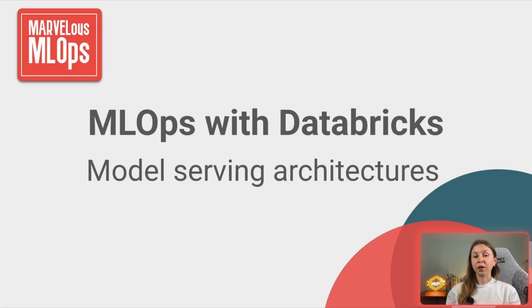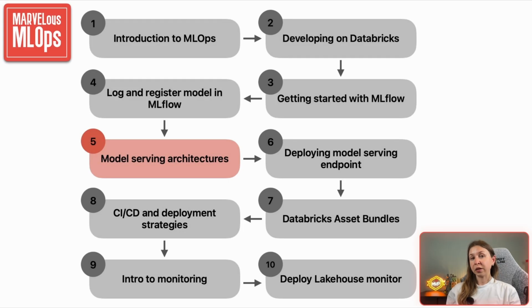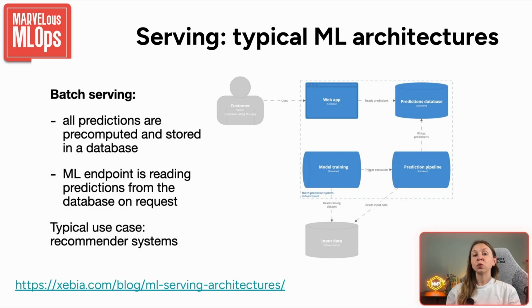This is lecture 5 out of 10 of our free MLOps with Databricks course. And I will be talking about model serving architectures. In general, there are two main model serving architecture patterns. The first one is batch serving. Batch serving means that all predictions are pre-computed and stored in a database, and machine learning endpoint simply reads the prediction from the database on request, and there is no computation going on the machine learning endpoint side.